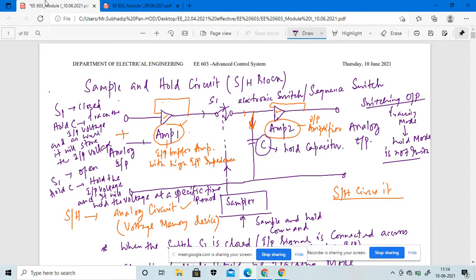So we can say, if the hold command is given while the circuit is in the tracking mode, right? What we can say, if the hold command is given, okay, from the sampler, supposed to be the hold command.